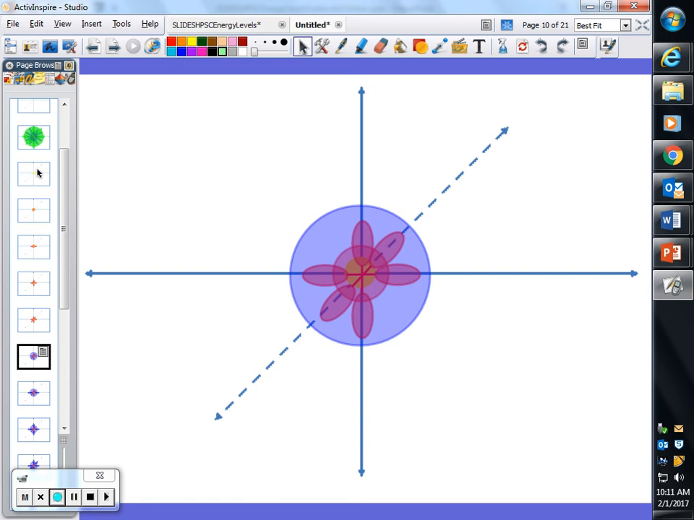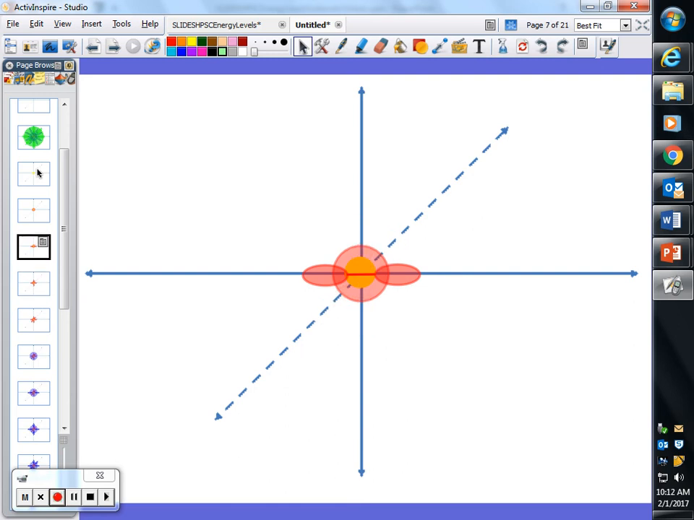Frank, go ahead. So, does that mean the vertical ones have the same principal quantum number? Yes. So Frank asked, do these all have the same principal quantum number? And the answer is yes. But guess what else? This one has the same principal quantum number as well. Same color. So any orbital that is the same color as anything else is going to have the same principal quantum number. Good there?